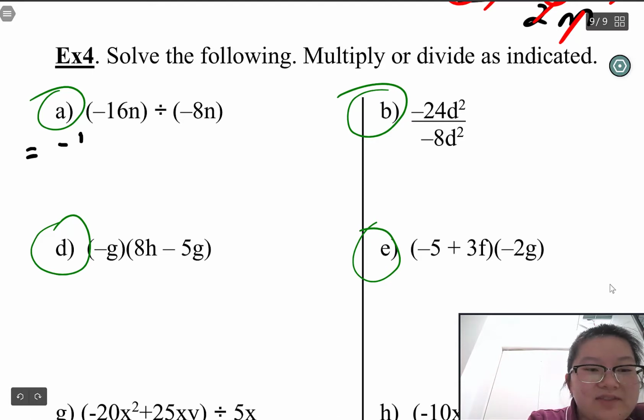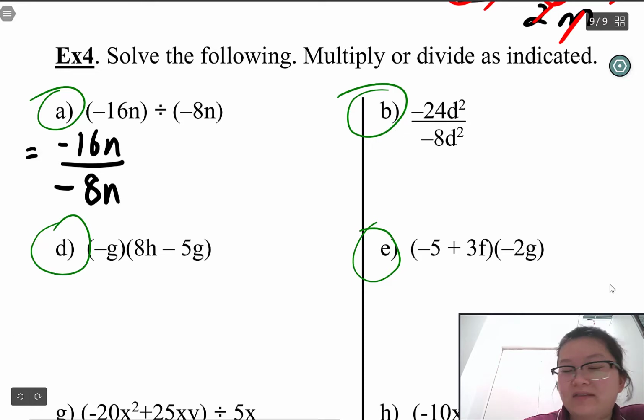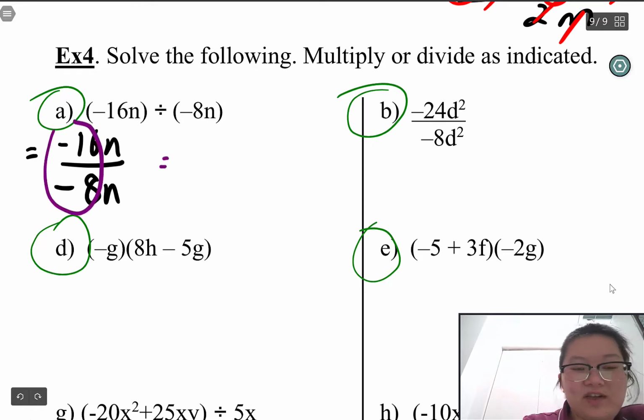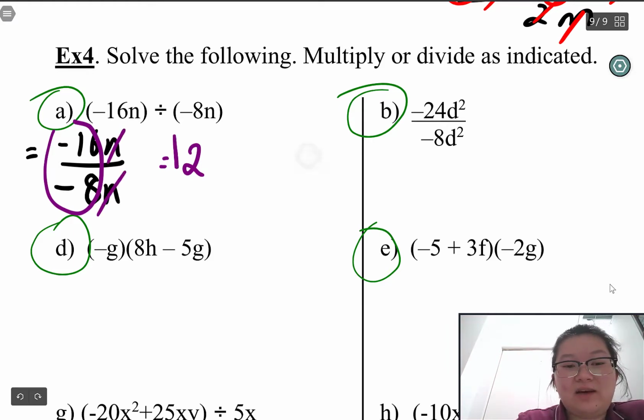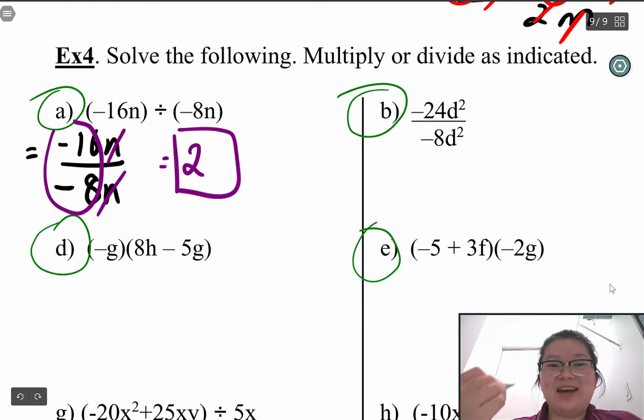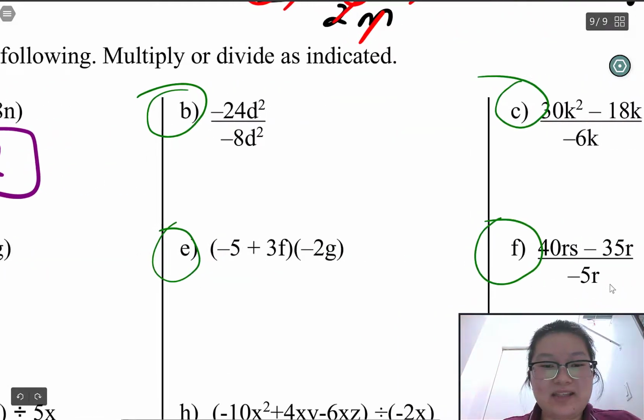Alright, so I get negative 16n divided by negative 8n. Again, treat the numbers: this is going to give me positive 2. And then n is just going to cancel out with n. So that's just 2. Yay! Done! The next one is B.